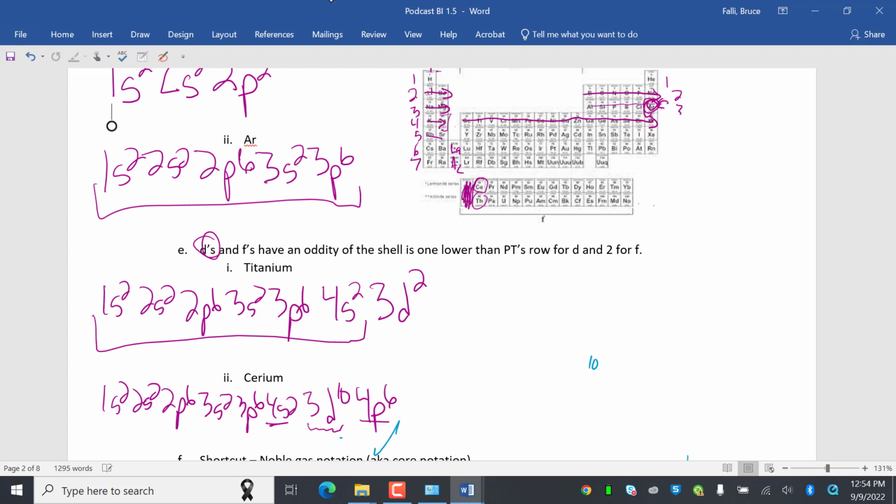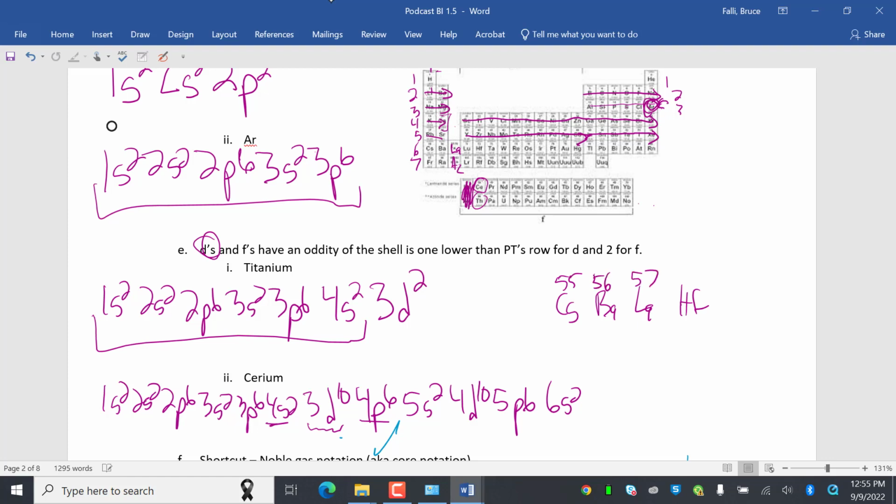Now I'm at 5s2. The next part of the D's, remember they're one lower, 4d10. And then the last part's going to be 5p6. And now I go to 6s2, and this is a squinter here. If we look really close at your periodic table, it goes cesium, barium, lanthanum, hafnium. And this is 55, 56, 57, 72.